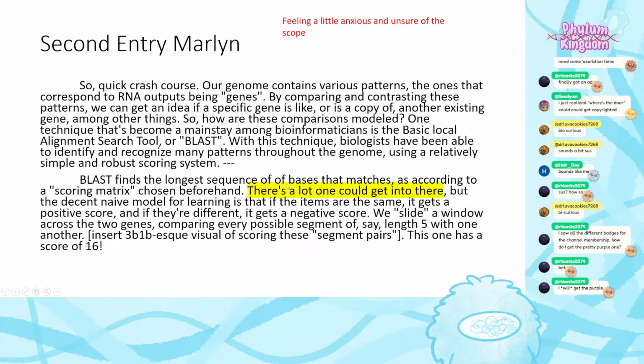Okay, down here, I'm feeling a little anxious and a little unsure of the scope. So BLAST finds the longest sequence of bases that matches according to a scoring matrix chosen beforehand. And there's a lot one could get into here, but the decent naive model for learning, and then you explain the basic thing. And here, when you say there's a lot one could get into here, I do this all the time. I'm reporting that there's a little anxiety here because I'm a little unsure. That might not be a bad thing. I'm a little unsure how deep you are planning to get into here. And you had said earlier on that you are mainly looking to make the algorithmic part of BLAST appealing. So you've done a good job at explaining the very basics of BLAST here. But I don't know from the writing how deep you're intending on going. And I think you can change the language to make the intention better known. So in terms of the cognitive path, like reward, expectation, prediction, I'm feeling pretty good, but I feel like we could be better here.